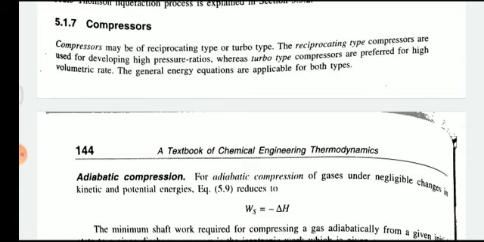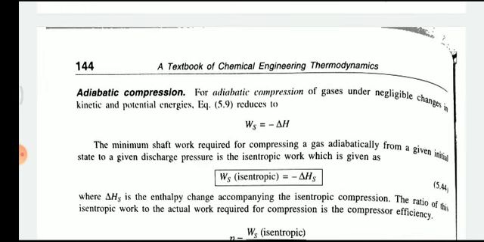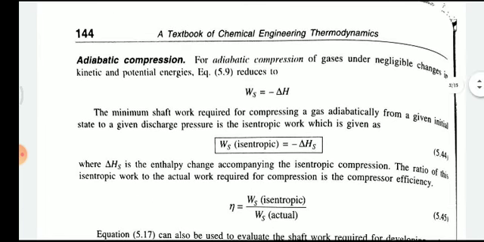Reciprocating, we know that. Reciprocating type compressors are used for developing high pressure ratio, whereas turbo type compressors are preferred for a high volumetric flow rate. The general energy equation is applicable for both. So for adiabatic compression, the gas undergoes negligible changes in kinetic energy and potential energy, so it will be written as Ws equal to minus delta H.